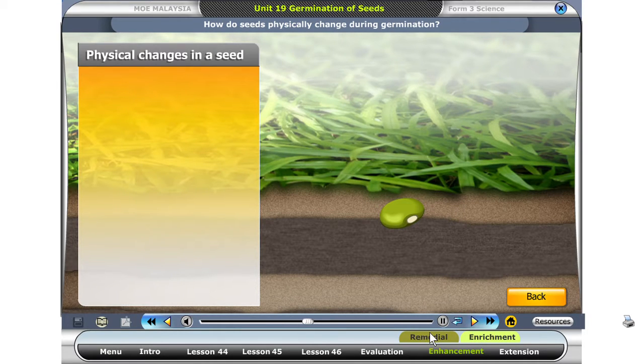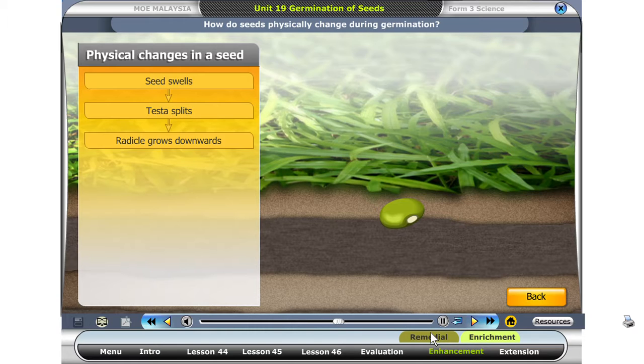How do seeds physically change during germination? Germination begins when the seed in the soil absorbs water and swells. During germination, the testa splits and the radicle comes out. The radicle grows downwards in search of water.